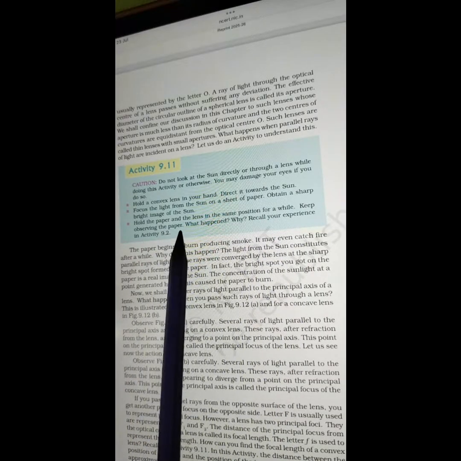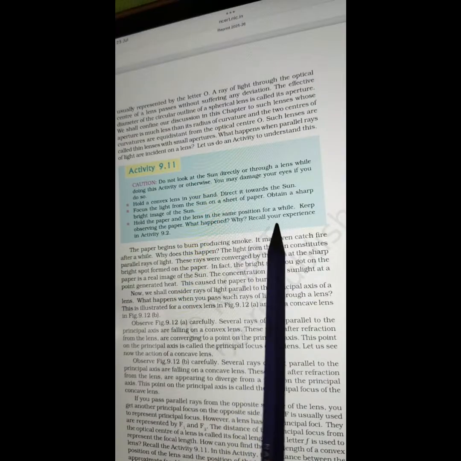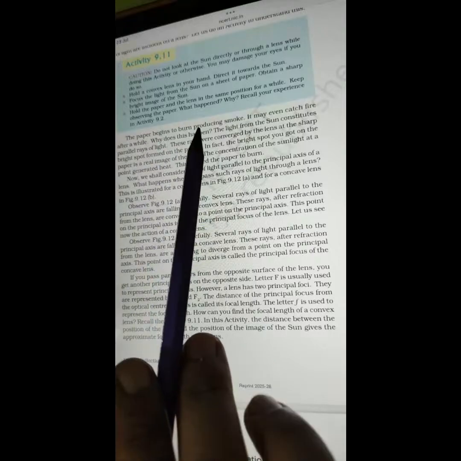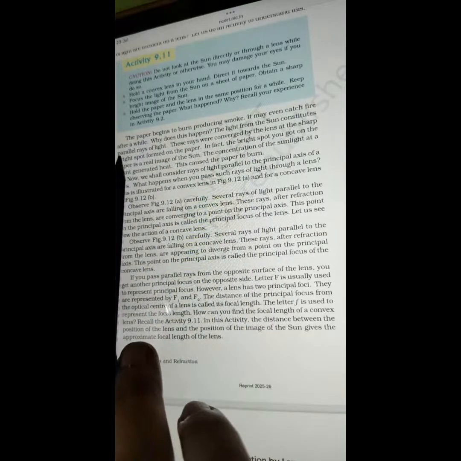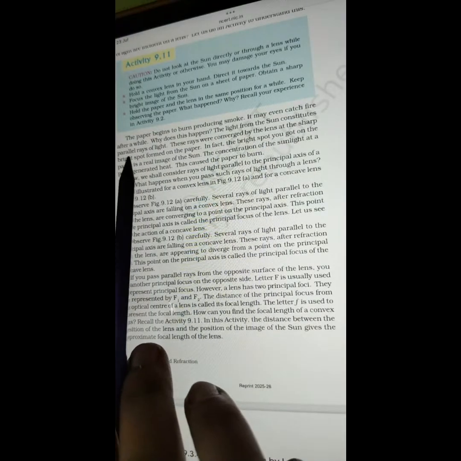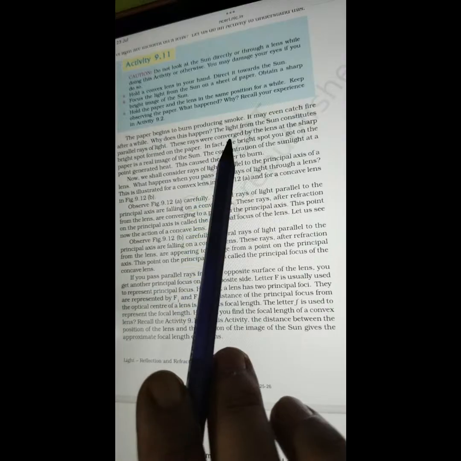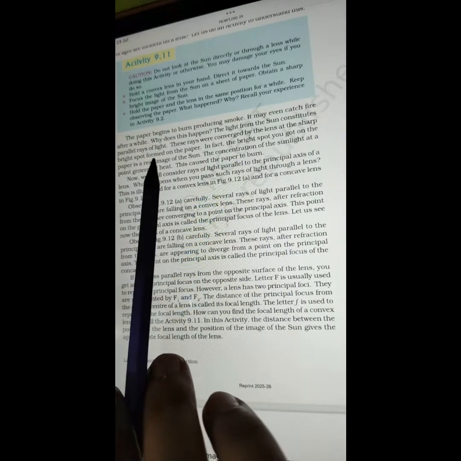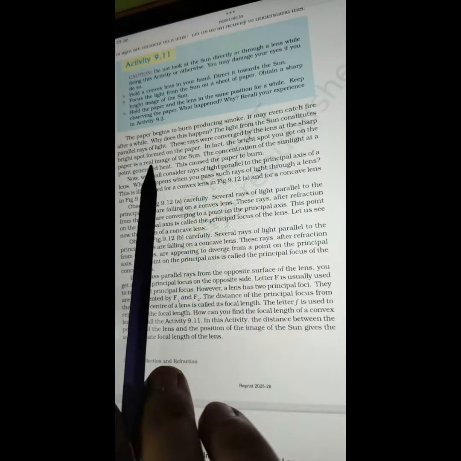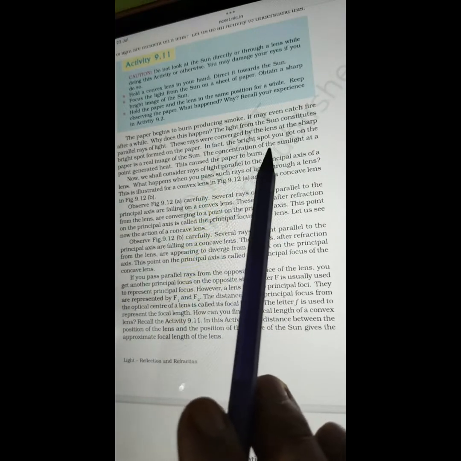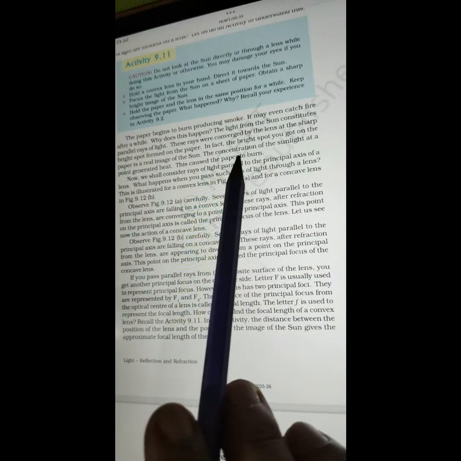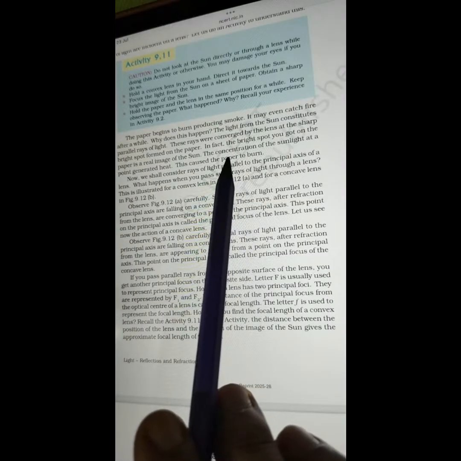Keep observing the paper. What happened? Why? Recall your experience in activity 9.2. The paper begins to burn, producing smoke. It may even catch fire after a while. Why does this happen? The light from the sun constitutes parallel rays of light. These rays were converged by the lens at the sharp, bright spot formed on the paper. In fact, the bright spot you got on the paper is a real image of the sun. The concentration of the sunlight at a point generated heat. This caused the paper to burn.